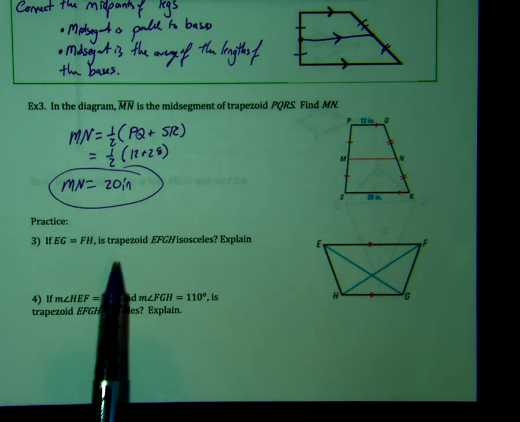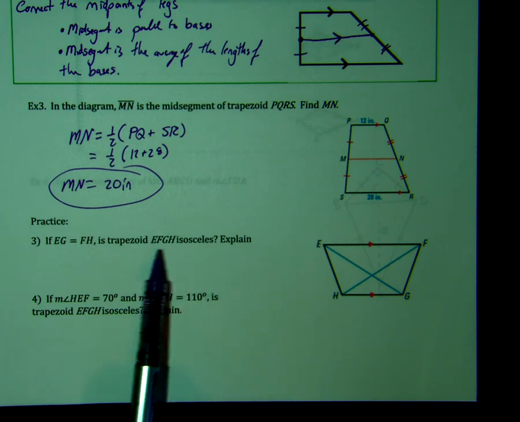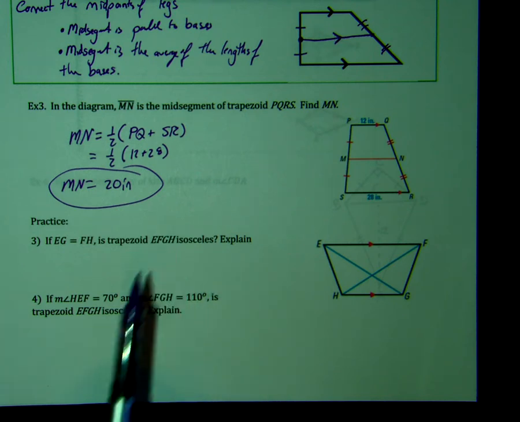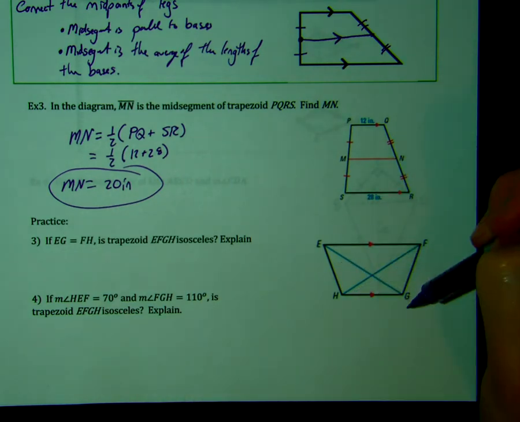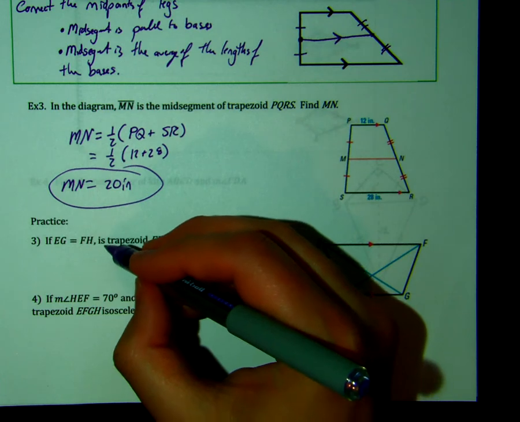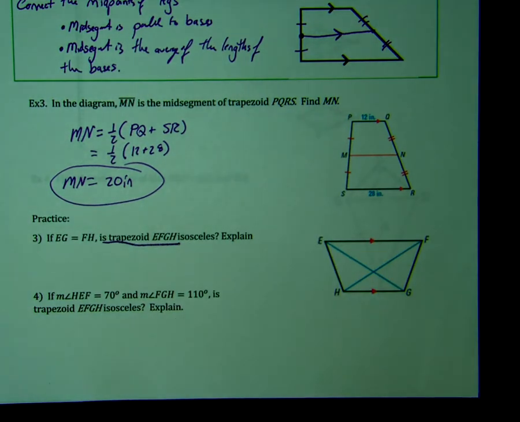If EG is equal to FH, is trapezoid EFGH isosceles? The answer to that's going to be yes, because it has congruent diagonals. The real reason here is that we already know it's a trapezoid. It says, is trapezoid EFGH isosceles? And the answer would be yes.